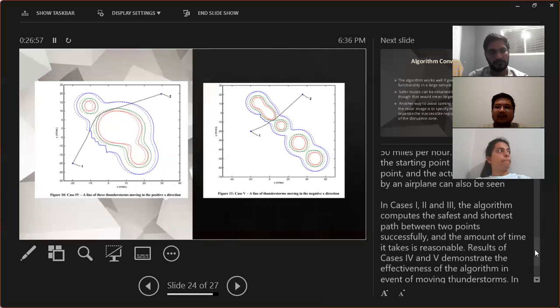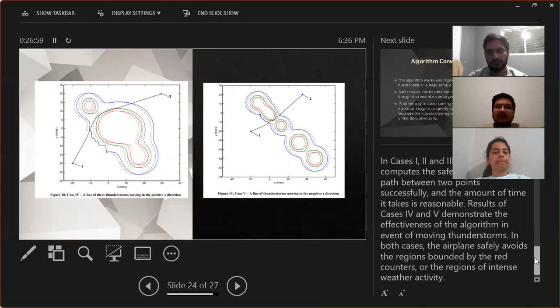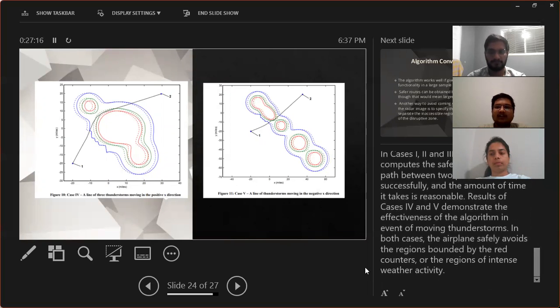In cases 1, 2, and 3, the algorithm computes the safest and shortest path between 2 points successfully, and the amount of time it takes is reasonable. Results in cases 4 and 5 demonstrate the effectiveness of the algorithm in the event of moving thunderstorms. In both cases, the airplane safely avoids the regions bounded by the red contours, or the regions of intense weather activity. So it tries to avoid the area where it has a high red color because it has thunderstorm in it.